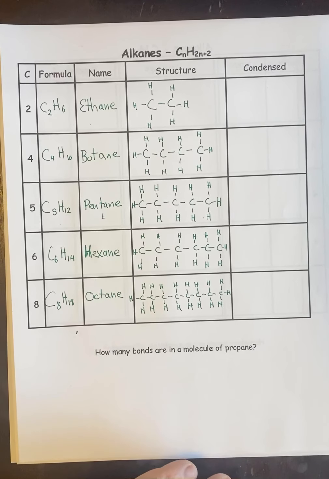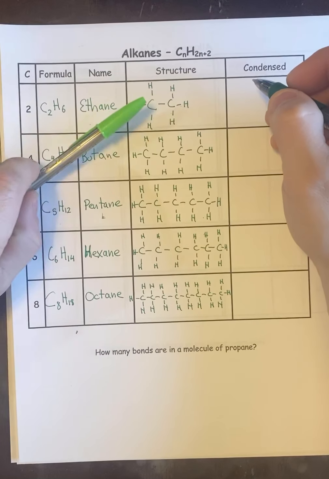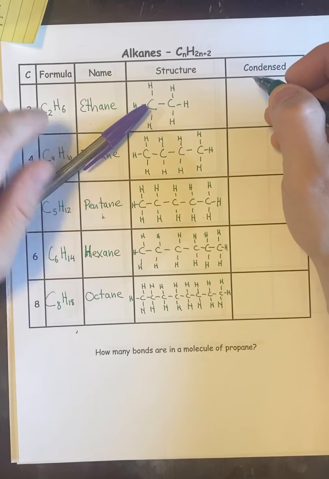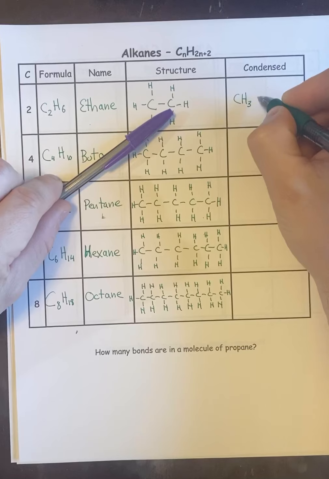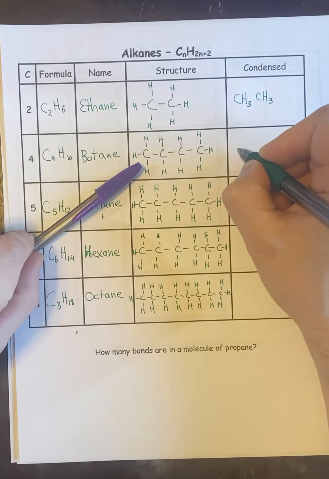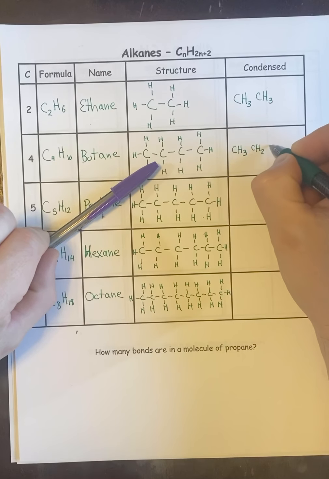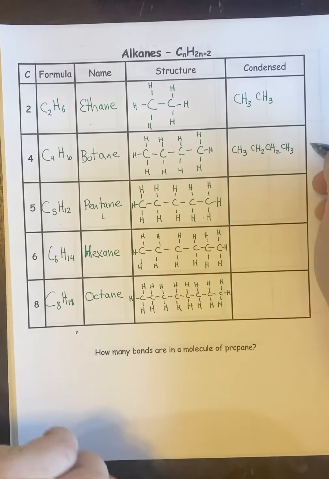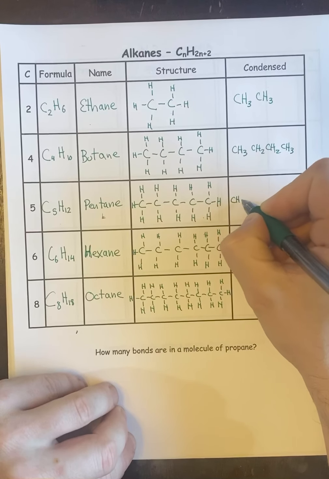So, condensed formulas. These should be pretty easy. Carbon 1 would be right here. Maybe I'll use a different color to make it stand out. So there's carbon 1, CH3, there's carbon 2, CH3. If you notice, there's going to be a very obvious pattern here. CH3, CH2, CH2, CH3. The next one, I'm going to go a little faster.